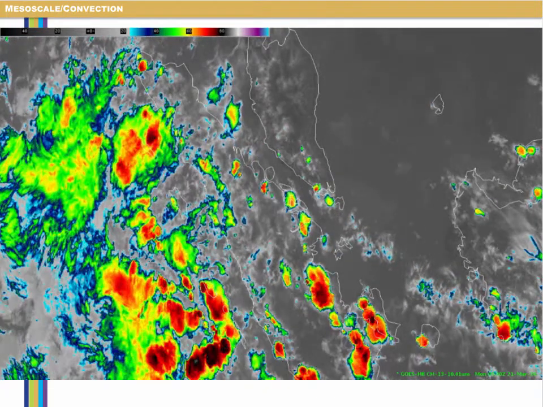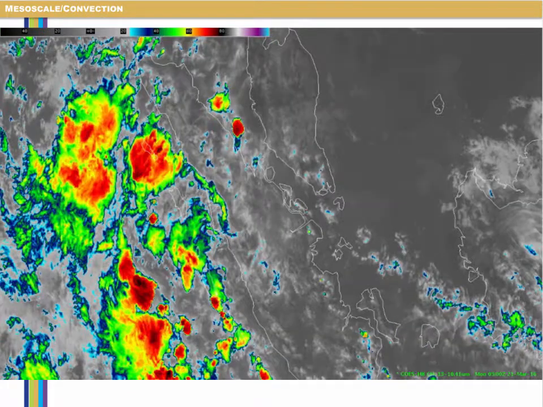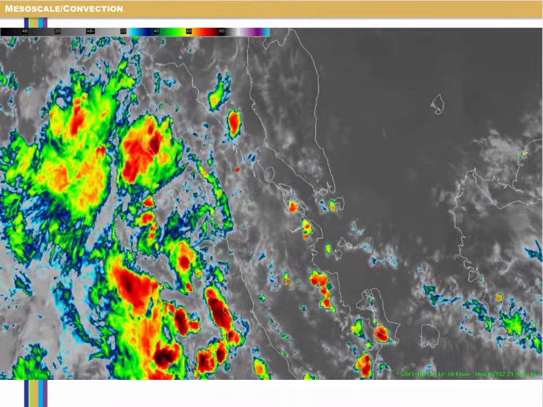Not only can you identify the low-level boundaries, but also get a good estimate of how intense the convection is by looking at cloud top temperature trends.